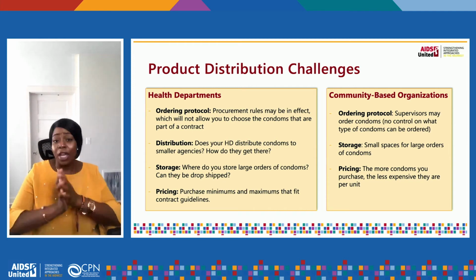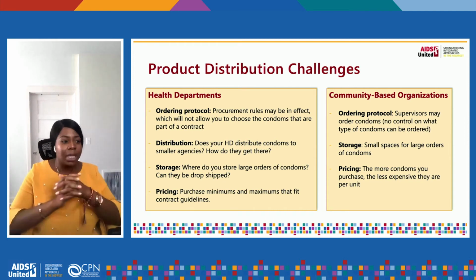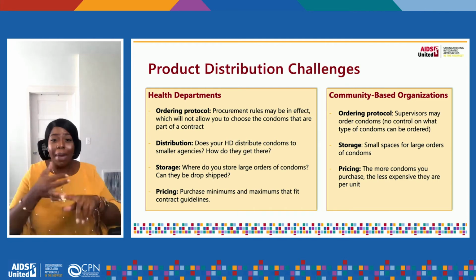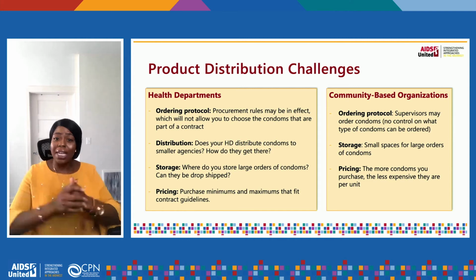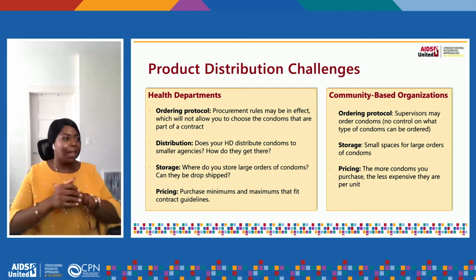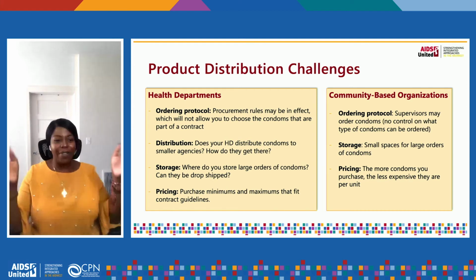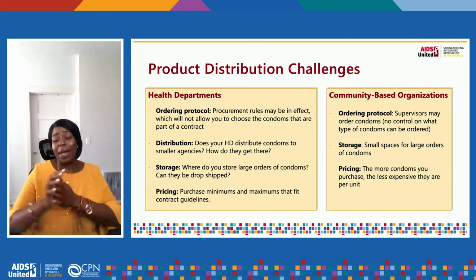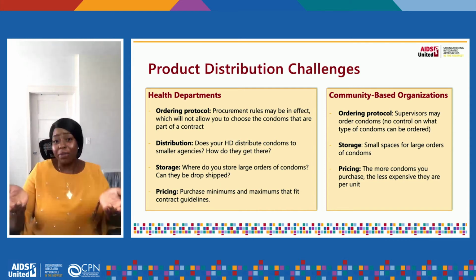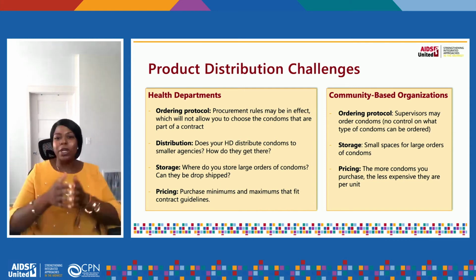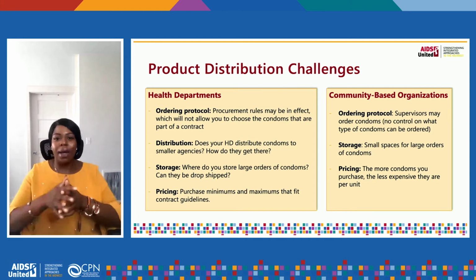Absolutely. So pricing for health departments, there might be purchase minimums and maximums that dictate the condom, the company, the type, be it latex or non-latex, be it ribbed or not ribbed, whatever the case may be. And for CBOs, a commonality might be that there just might not be a lot of money. There just might be a shortage of funding, having to look elsewhere or outside of the CBO for additional funding for these condoms.